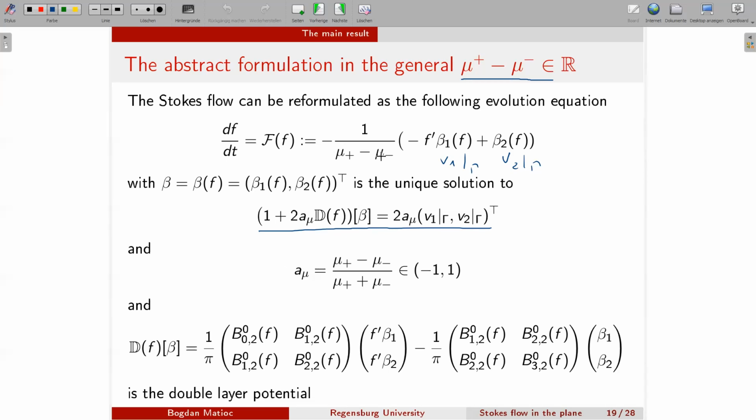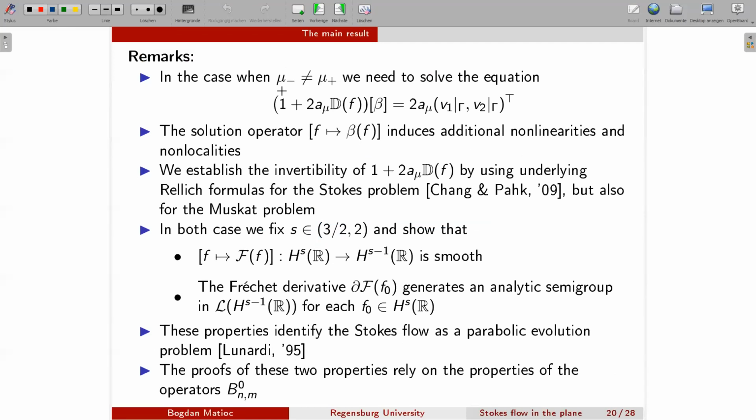So if the viscosities are equal, then this term is not here, and beta is simply this term. Now here we have a 0, but we simplify the 0 with this one, and you see then that beta 1 will be v1 and beta 2 will be v2. So formally, if we put the viscosities equal, we obtain the previous formulation. So this case of different viscosities is more involved because we have to solve this additional equation for beta, which induces additional nonlinearities and non-localities.